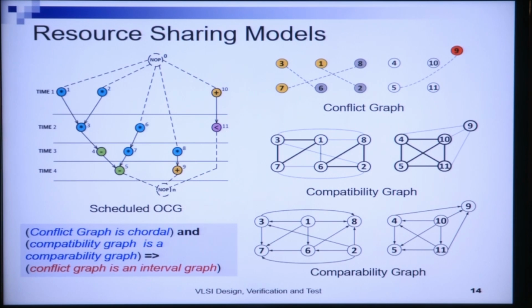The general theorem is that a graph is an interval graph only if it is chordal and its complement is a comparability graph. Here we know that the compatibility graph is the complement of the conflict graph, and hence if the conflict graph is chordal and the compatibility graph is a comparability graph, then the conflict graph becomes an interval graph. We come to the end of module 2 of lecture 6.